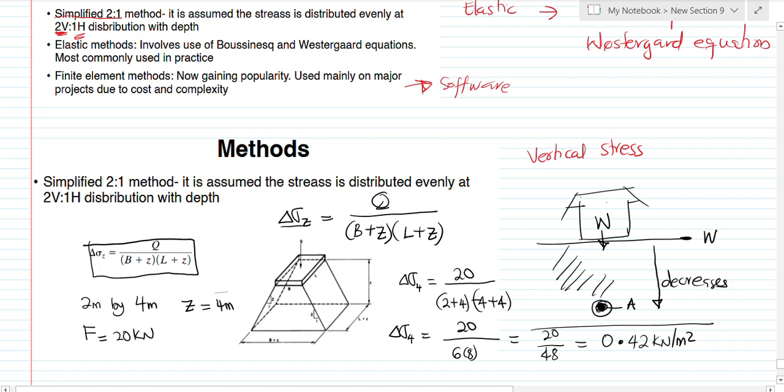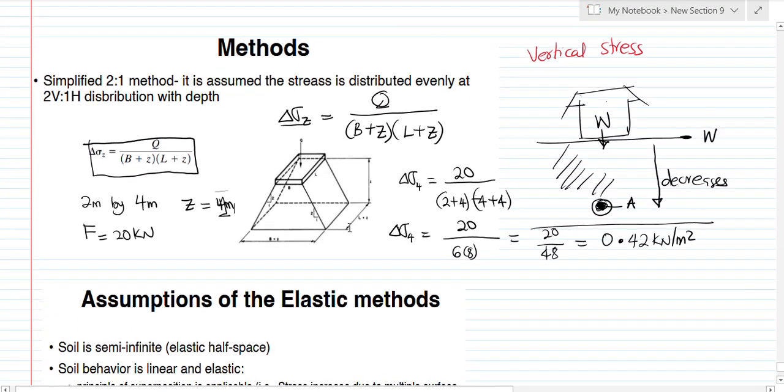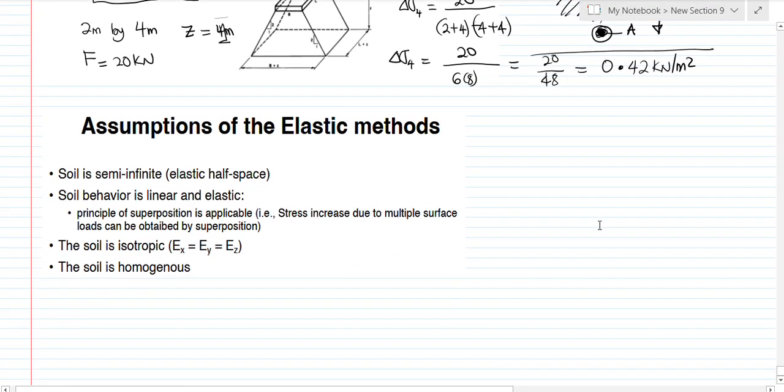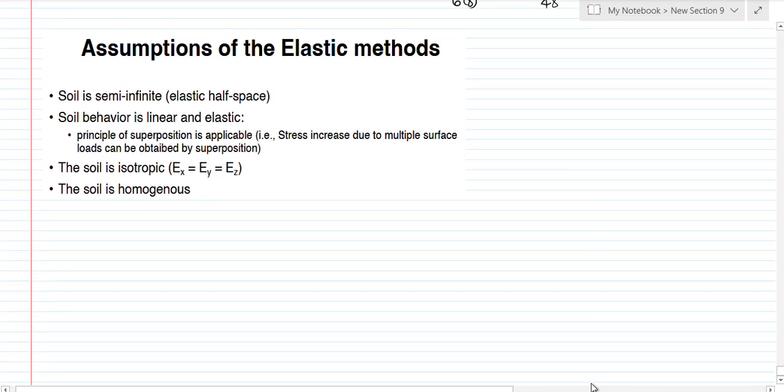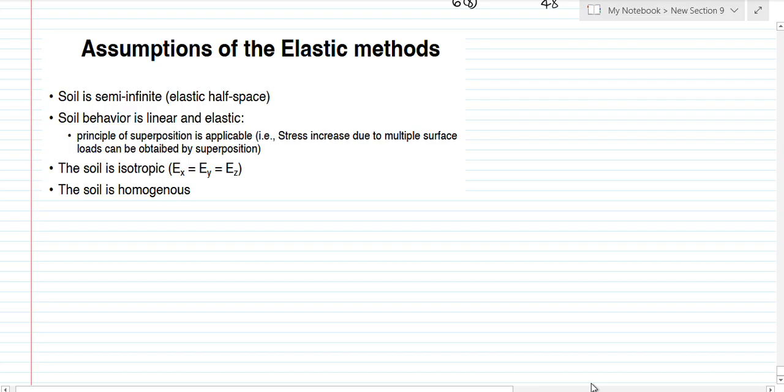Now, if the depth is, let's say, 1, the stress increase will increase. So at a greater depth, the stress increase reduces. That is what I was explaining here. Now, the next method that we are going to focus on is the elastic method. That is what I said, that in this tutorial or in this course, we are going to focus much on the elastic method.